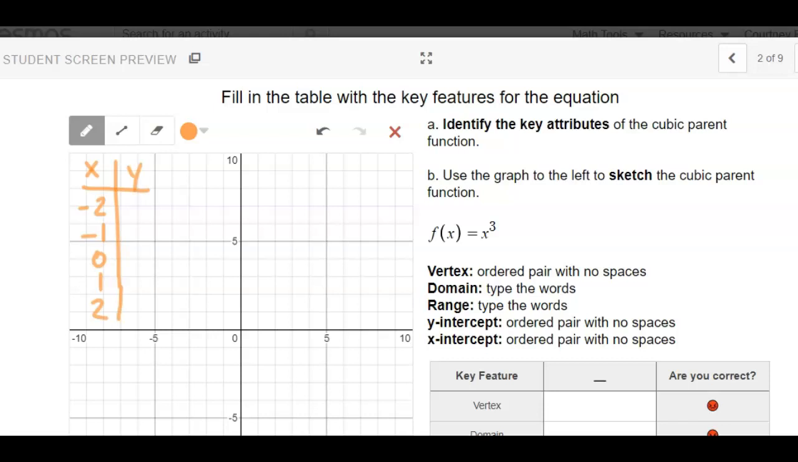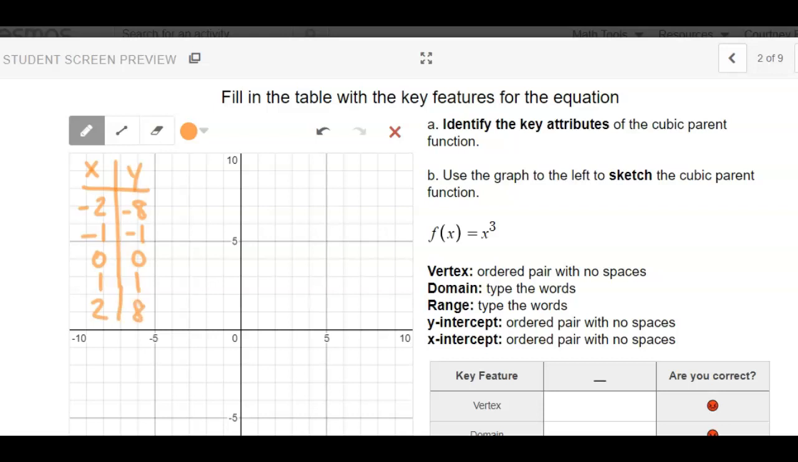So if I have -2 cubed, -2 times -2 is positive 4, and then times another -2, that's -8. Notice that my signs are the same. If I take -1 and I cube it, I get -1. 0 cubed is 0. 1 cubed is 1. And 2 cubed is 8.